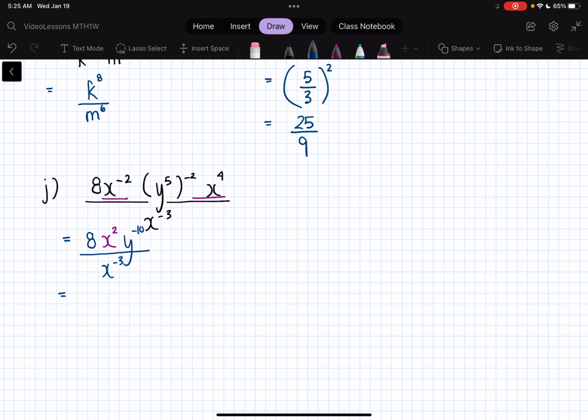Now I'm going to deal with the whole fraction. So the 8 has nothing to divide it with. It's going to sit there. Base x, power is greater at the top. 2 minus -3 gives me 5. Base y just had a -10 at the top, so we bring it down and make it a +10.